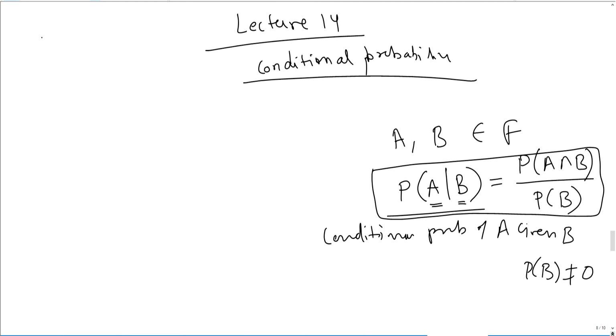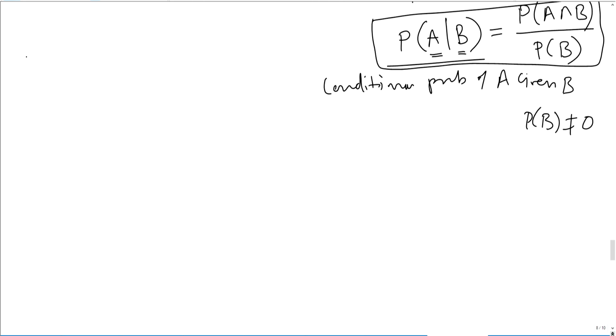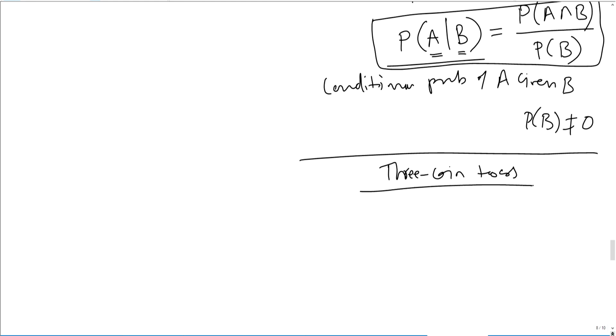So, this is the formula for conditional probability. Let us see what this means, and let us try to verify this formula. Let us take an example where you are tossing 3 coins simultaneously. So, it's a 3 coin toss experiment. What could be your sample space? It would have 8 possible outcomes when you toss 3 coins simultaneously.